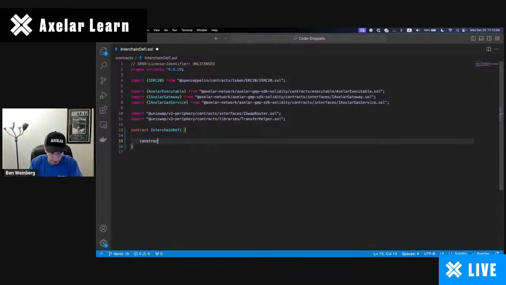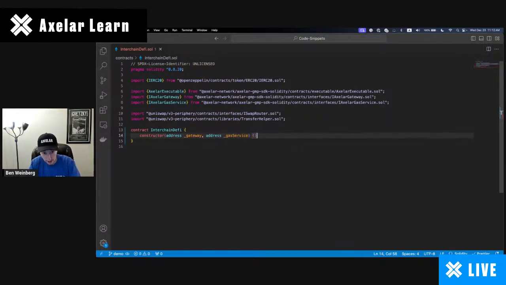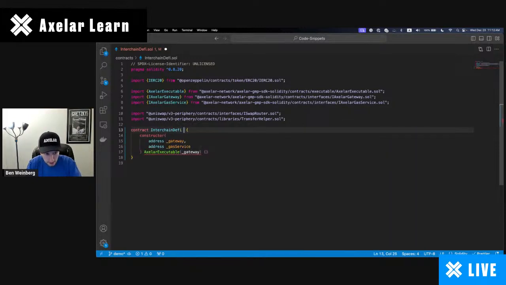First thing we want to do is write up our constructor. So we will need the address of the gateway, as well as the address of the gas service. Remember, every blockchain which Axelar is compatible with has a gateway and a gas service running on there, because we need to interact with both of these services to actually conduct a transaction. So we're going to pass the address of the gateway into the Axelar executable. We're also going to inherit from it. Axelar executable, which I imported up top there on line 6, basically provides some helper functionality for executing the transaction on the destination chain automatically. Don't worry too much about that for now.